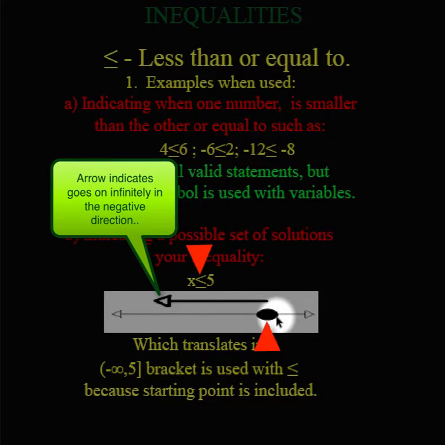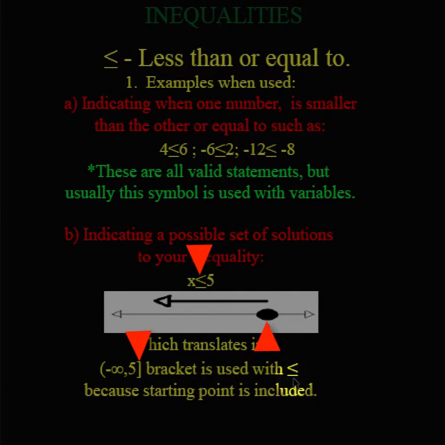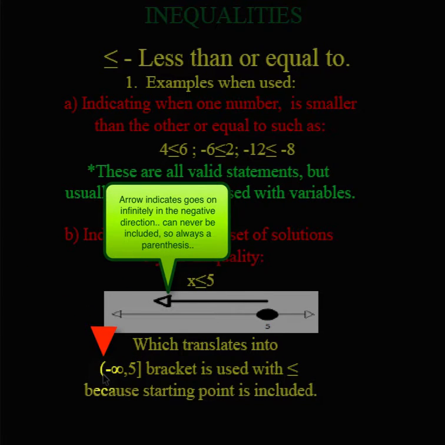So the main difference was a closed dot, and because we have a closed dot, we're going to have a bracket being used because of the equal sign. Alright, so it's going to be from negative infinity to 5. Again, the infinities never get a bracket, always parentheses.